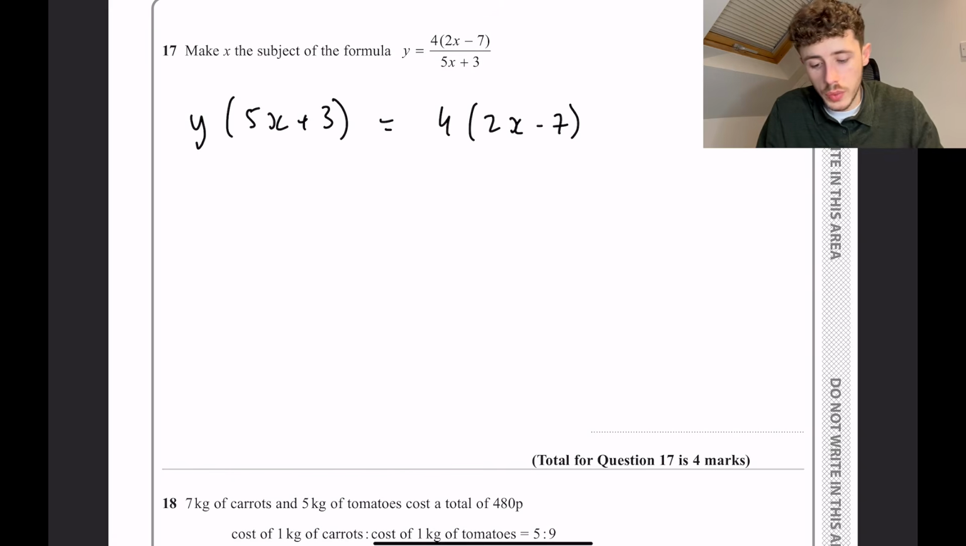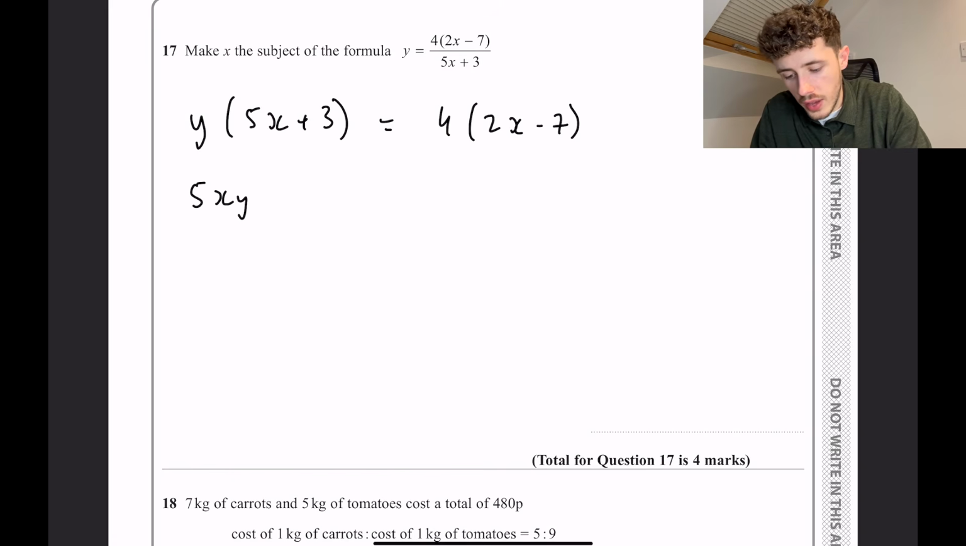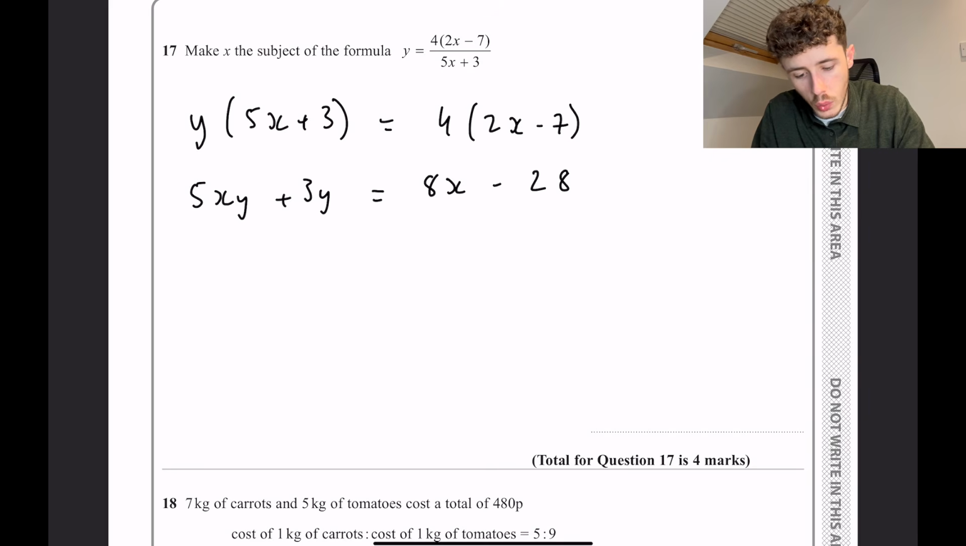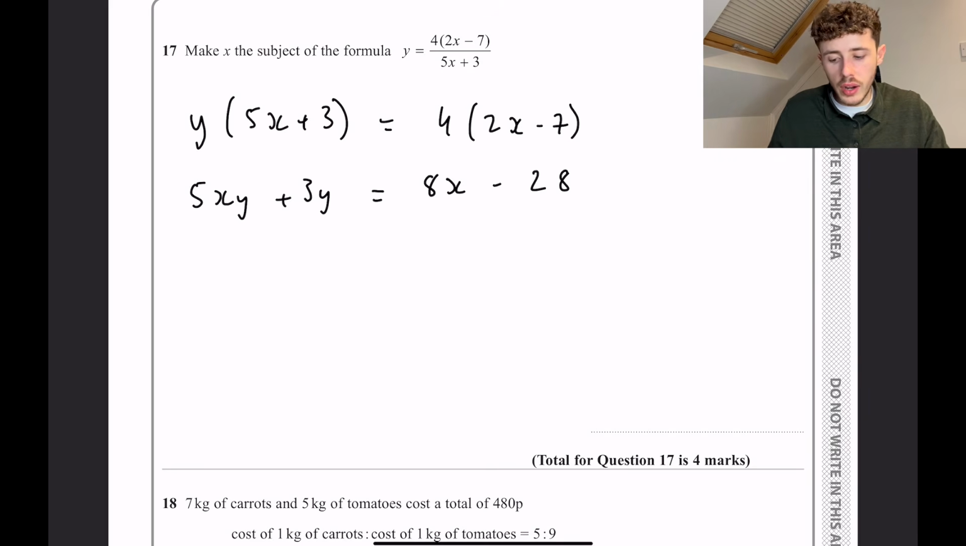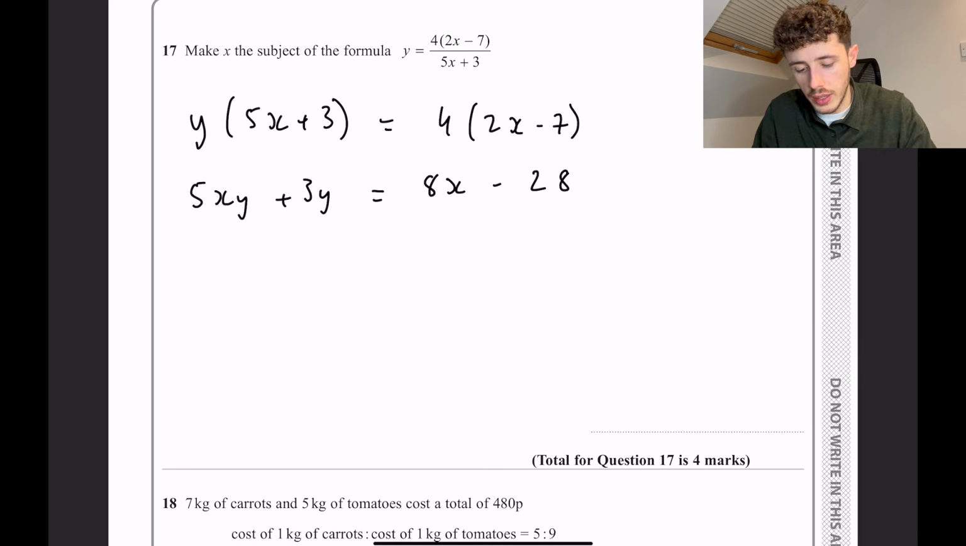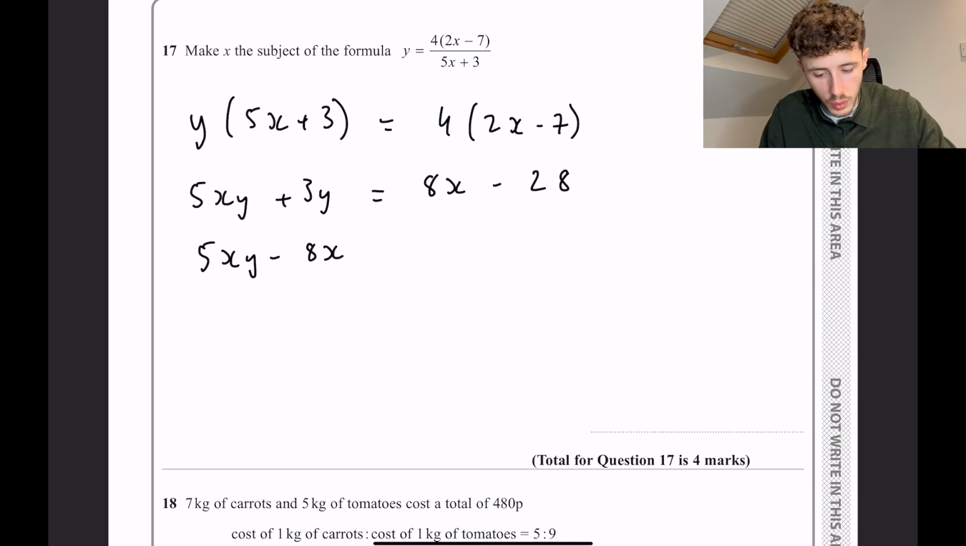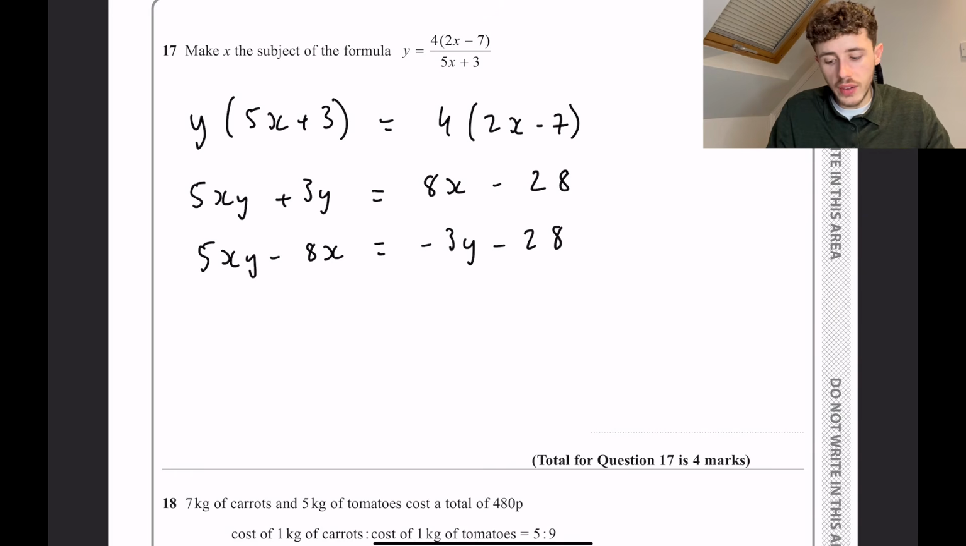Now from here we just want to expand out both those brackets, so 5xy plus 3y is equal to 8x minus 28. And you'll notice here we can't actually combine any of these values, but we want to get all the x's onto one side and all the other things on the right hand side. So we're going to take away 8x, and at the same time take away 3y from both sides, leaving us with this.